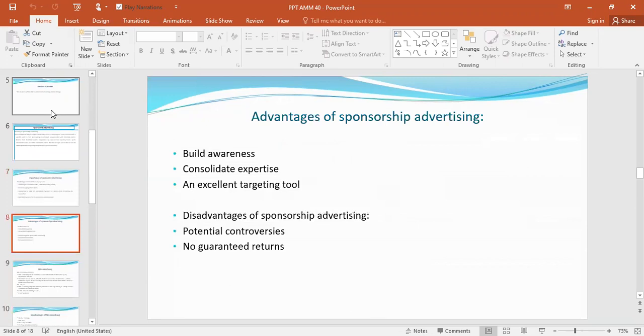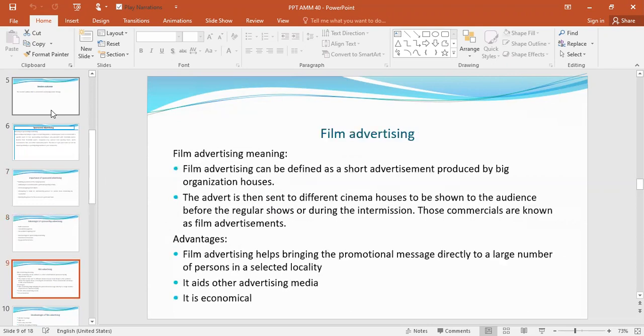Now, coming to the advantages of sponsorship advertising, the first one is it helps build awareness. Second one is it helps consolidate expertise. Third is it is an excellent targeting tool. Coming to the disadvantages of sponsorship advertising, the first one is it has potential controversies. Next is there are no guaranteed returns.